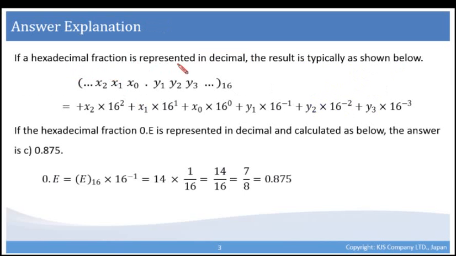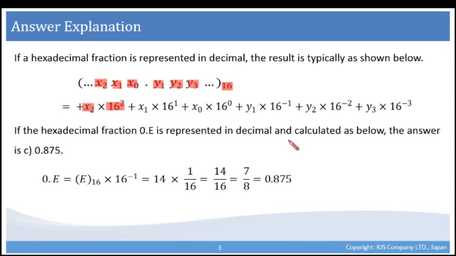If a hexadecimal fraction is represented in decimal, the result is typically shown below. Here we have our hexadecimal number, which is represented by this subscript 16, which just means base 16. Here x2 represents the second place above the decimal place, x1 the first, and x0 the zero place, the unitary digit, and then the decimal place, and then we have y1, y2, y3, and so on, extending in both ways. Here we can show how to convert that to a decimal. We have x2, the second place, and we times that by 16 to the power of 2. Here, x1 times 16 to the power of 1.